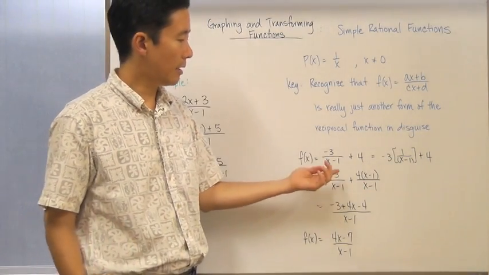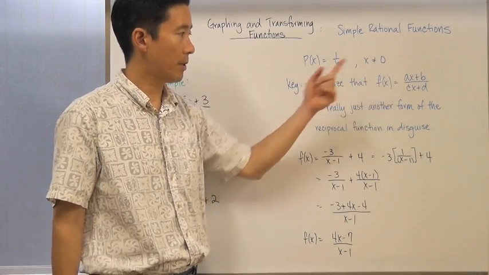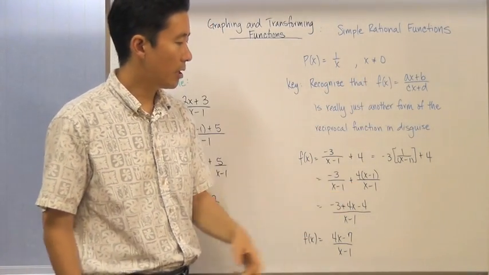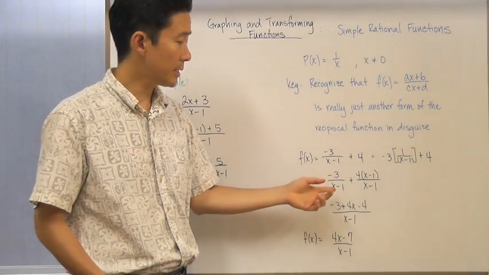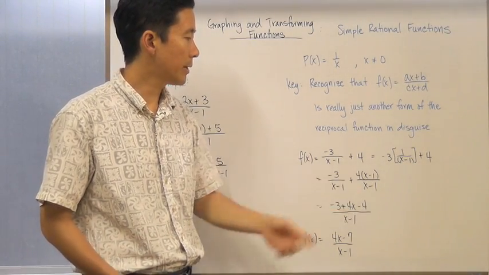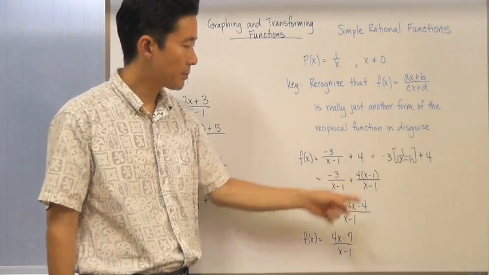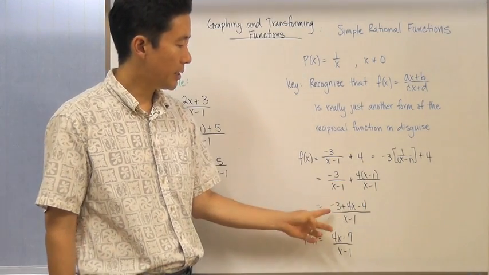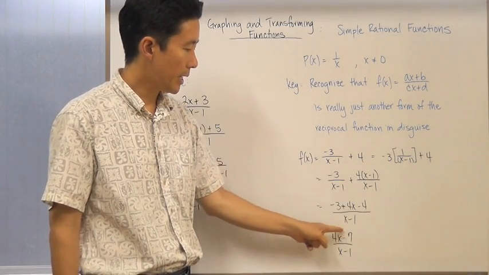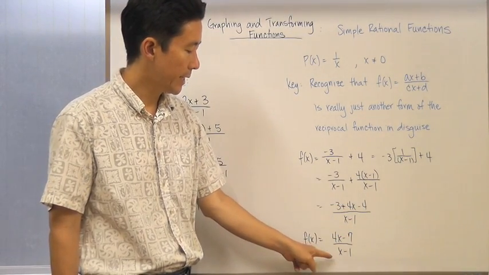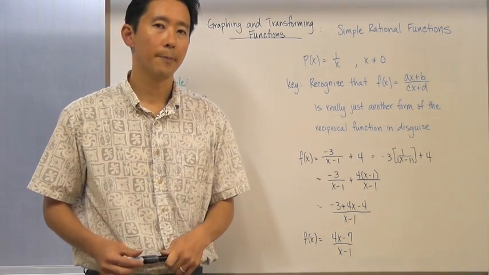The thing though is that oftentimes you'll see it in this form. Now, how do you get it into this form? Well, we just need to find a common denominator. In this case, the common denominator would be x minus 1. So I need to multiply the 4 by x minus 1 divided by x minus 1. And now I've got a common denominator, so now I can simplify the numerator to come up with 4x minus 7 divided by x minus 1.